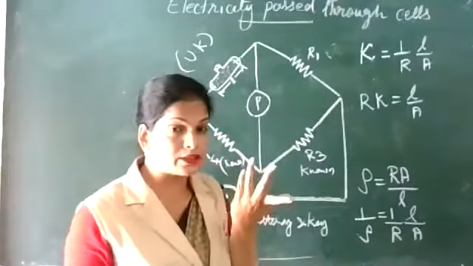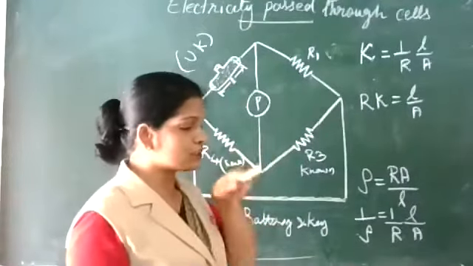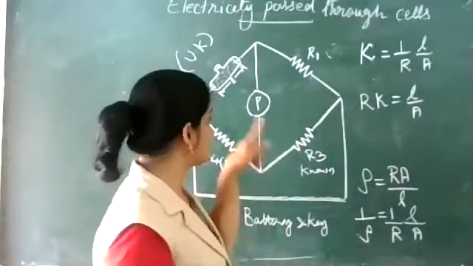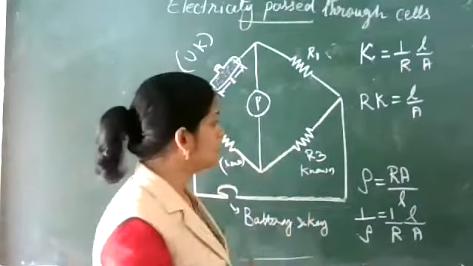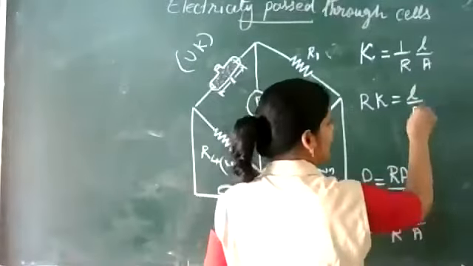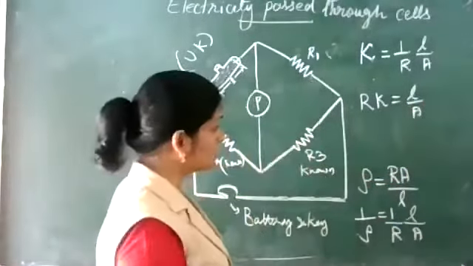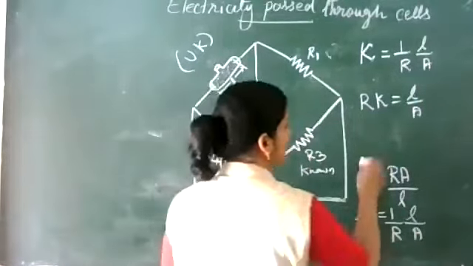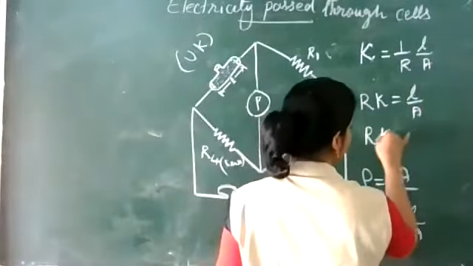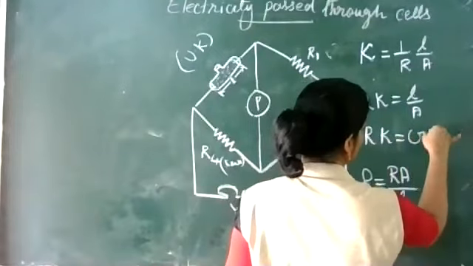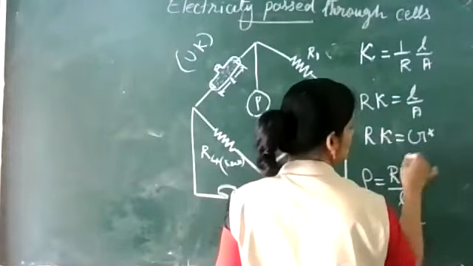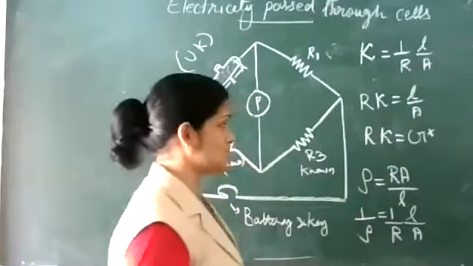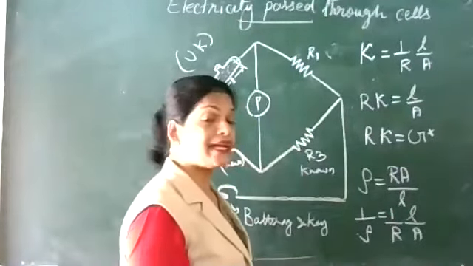L is constant, and the area of cross-section of that platinum electrode kept inside is also constant. So L and A both are constant. A constant divided by another constant is another constant. So we call it R kappa is equal to G star. G star is called the cell constant. It is given by L by A.